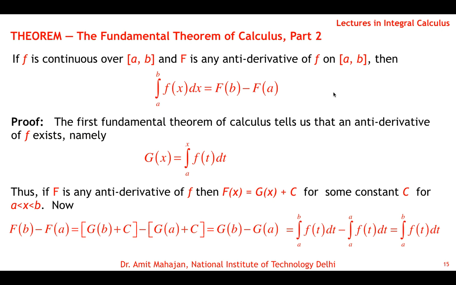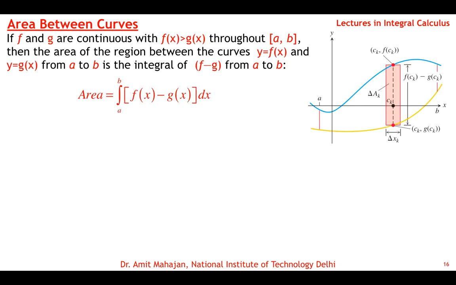The last topic that we are going to take on today is finding the area between curves. If you have two functions or curves f and g that are continuous with the property that f(x) is greater than g(x) throughout the interval [a, b], then the area of the region between the f curve and the g curve from a to b is the integral of f minus g from a to b.